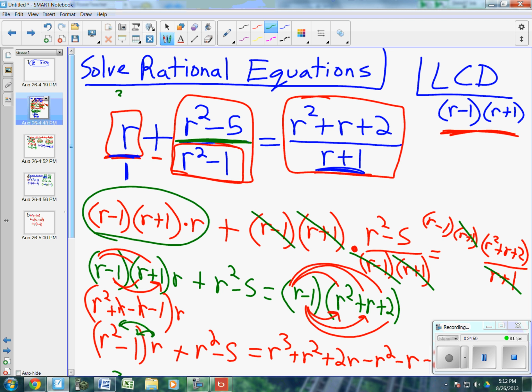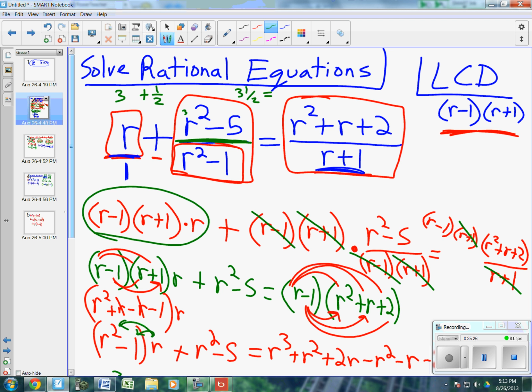If I put 3 in, I get 3 right there, plus, and I'm going to do a little bit of this in my head. If I put 3 in right here, I'm going to get 3 squared is 9, minus 5 is 4. And on the bottom, I'm going to get 3 squared is 9, minus 1 is 8. So I'm going to get 4 over 8, which is 1/2. So if I add those together, I get 3 and 1/2 on the left side. Equals, let's see if I did that right. 3 squared is 9, minus 5 is 4. 3 squared is 9, minus 1 is 8, so 1/2, yeah.